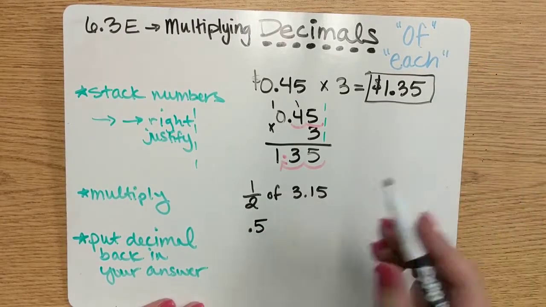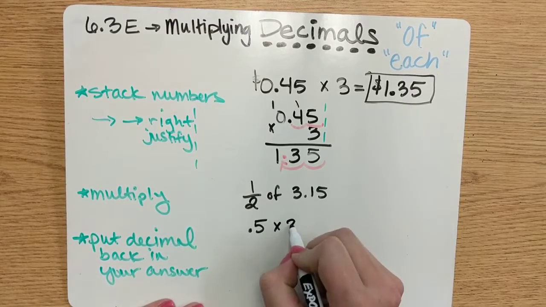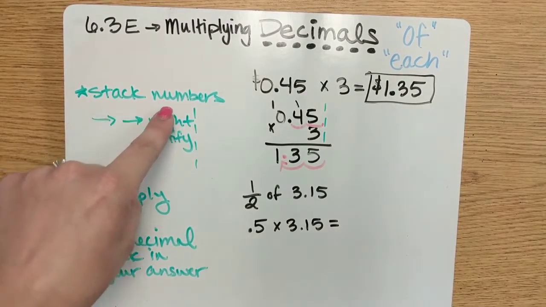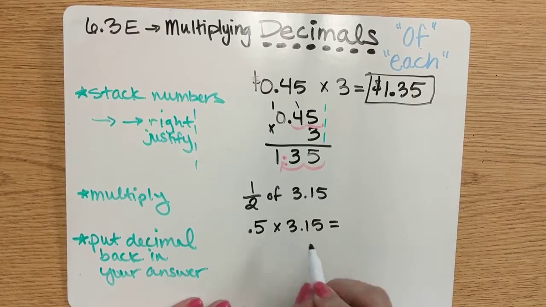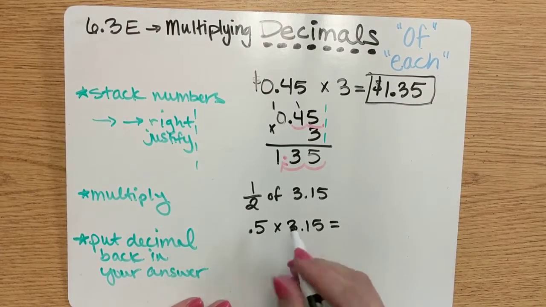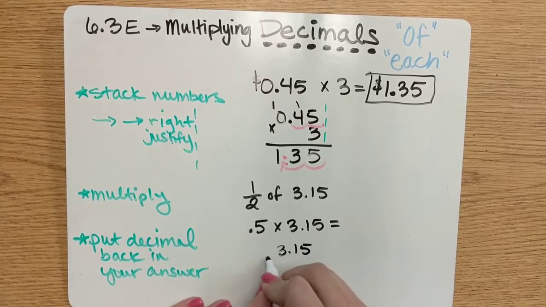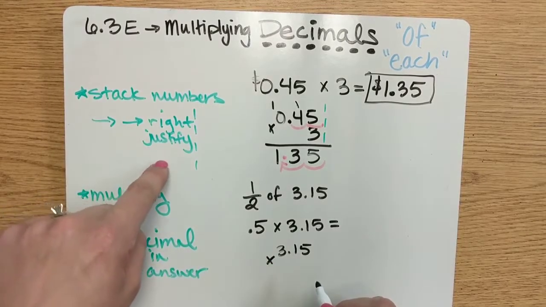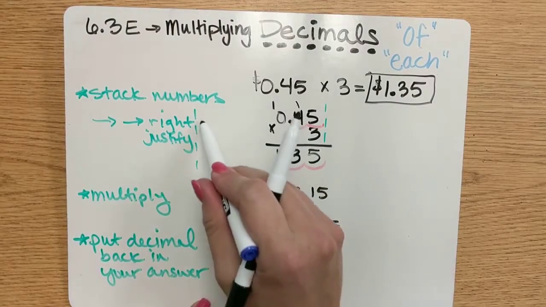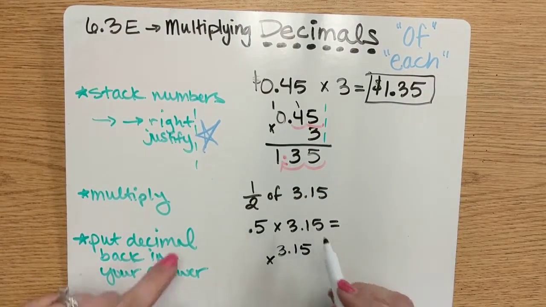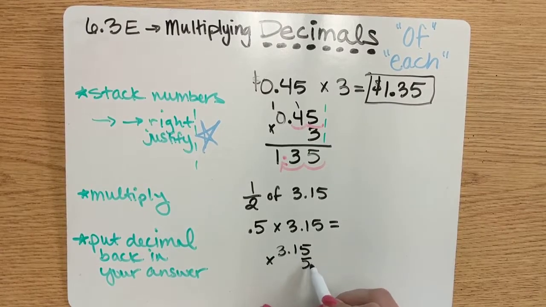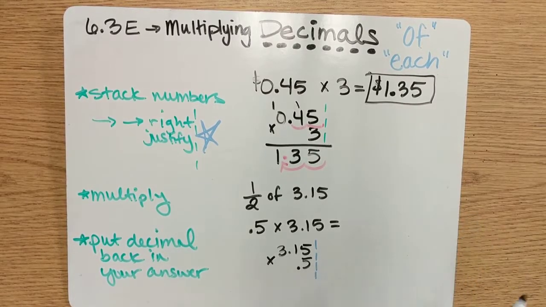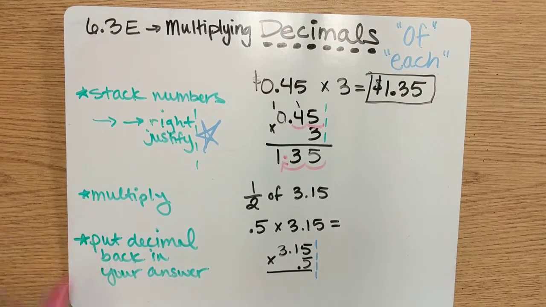"Of," one of our clue words, means multiply, and then we have 3.15. So what does that equal? Well, the first thing in the directions is we stack our numbers. I like to put the number with the most digits first, so 3.15 times 0.5. Now I don't line the decimals up. Remember, we have to right justify. That's very, very important. Sometimes I like to write my number backwards, so I'll start with the 5 and then add that decimal in. Right here we're all nice and right justified. Now we just multiply.